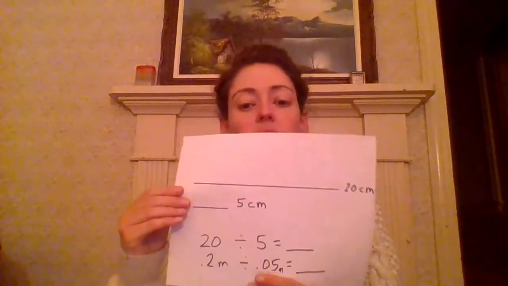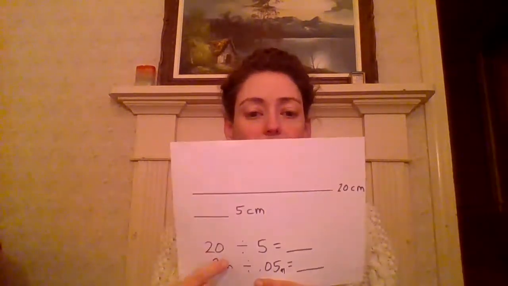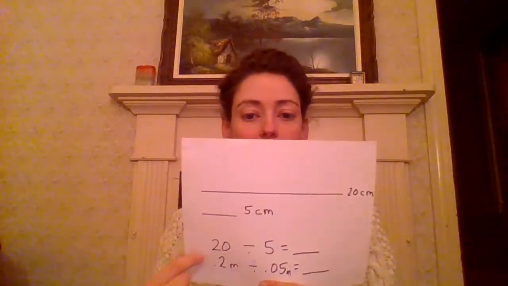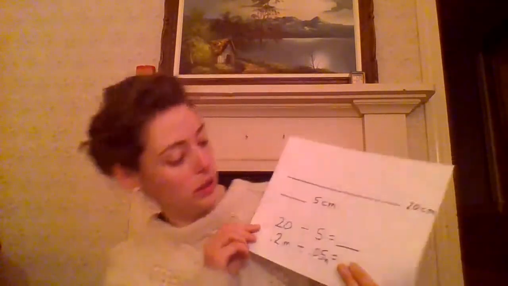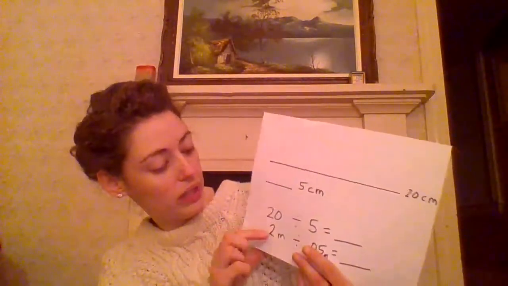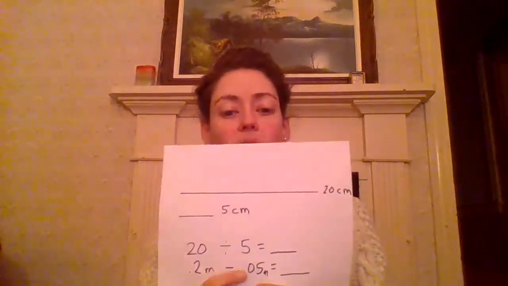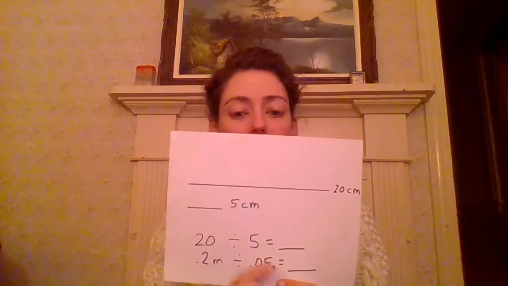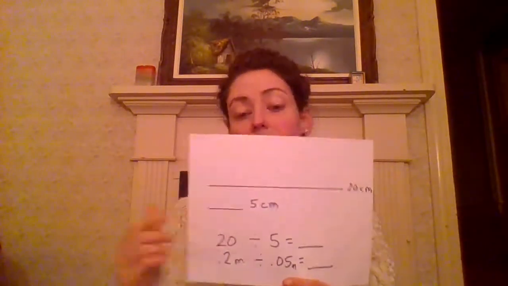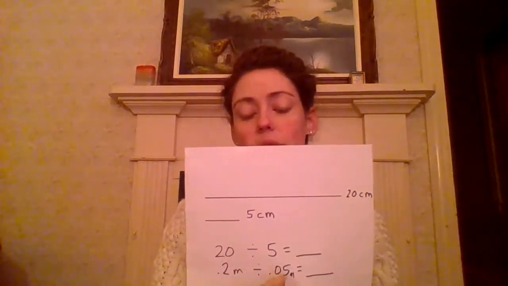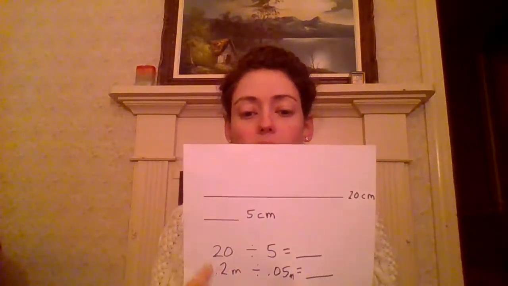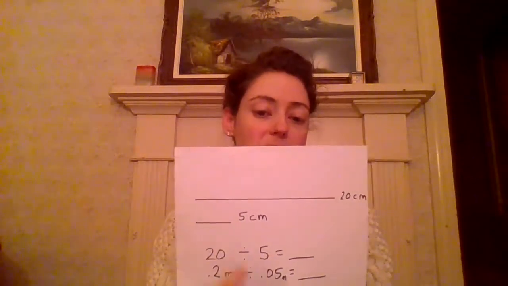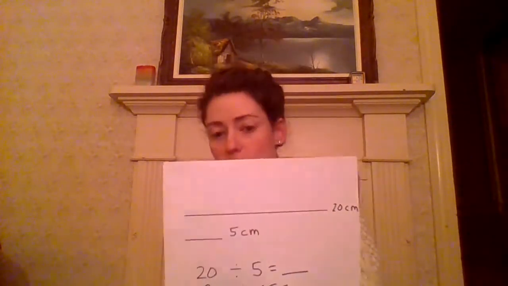But what if we expressed this in meters? So what if we had 0.2 meters divided by 0.05 meters? Sorry, I'm reading this backwards. How could we find that? That looks really hard, doesn't it, to divide with decimals? Well, that would also be 4, because these are the exact same sizes. We're just expressing them in different units.